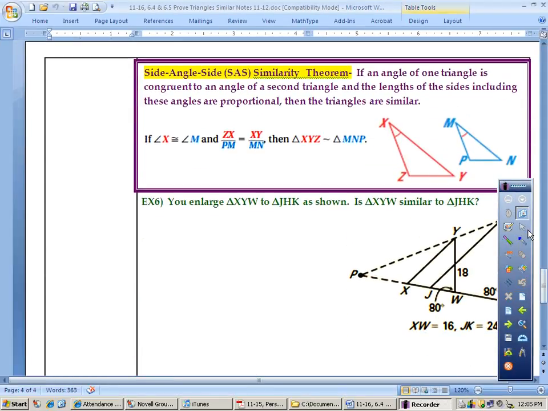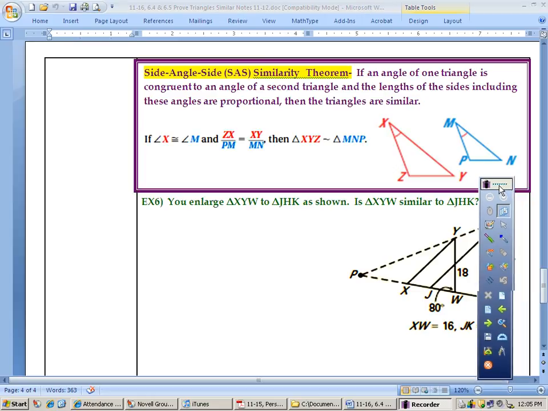And the final method we have to prove that two triangles are similar is side angle side. If I can show that two sides are proportional to two sides of another triangle and the included angle, that's the angle between them, is congruent, then I know that the two triangles are similar.